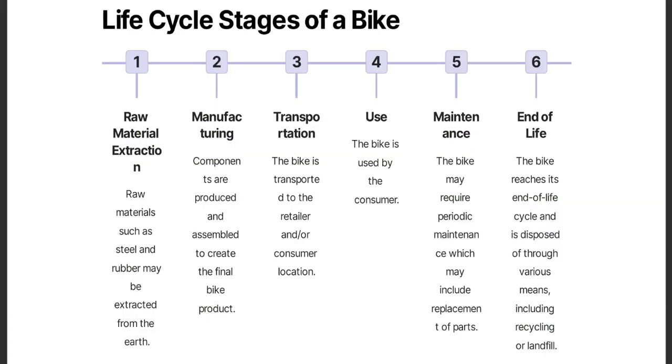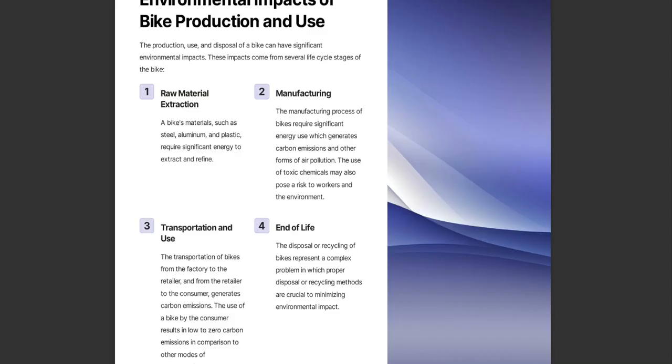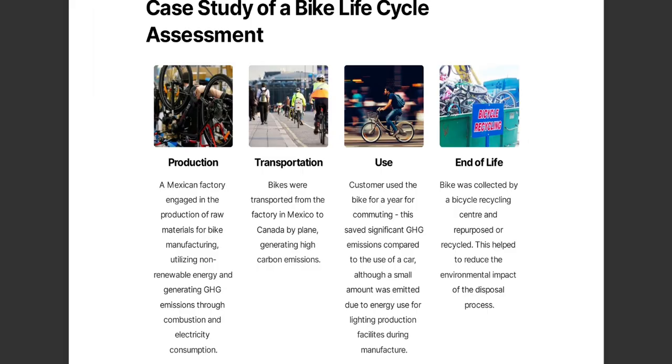The production of bike parts often involves the extraction of materials such as steel, aluminum, and plastic. These processes require significant amounts of energy and resources, contributing to environmental degradation. The extraction and refining of these materials can result in habitat destruction, energy consumption, and water pollution.